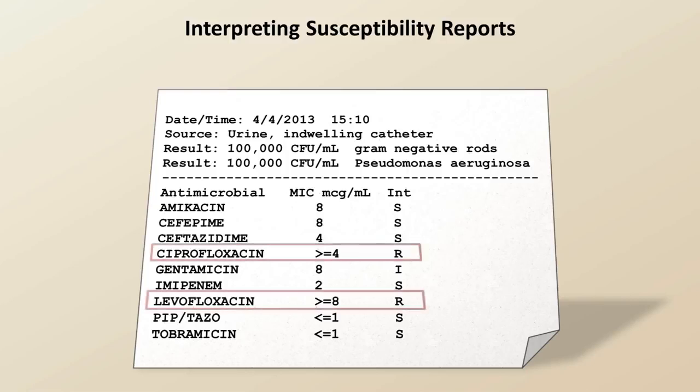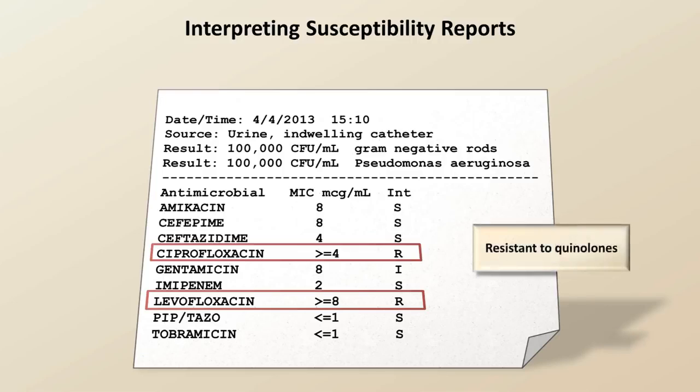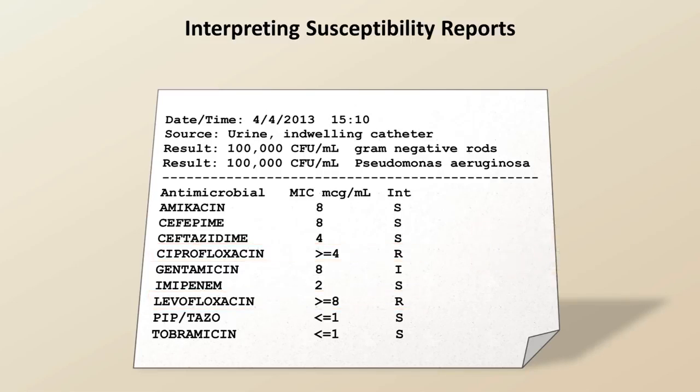First, the patient has MICs listed for Cipro and Levo that are greater than or equal to some number, which is then interpreted as resistant. So obviously the Pseudomonas is quinolone resistant. The reason for the greater than or equal sign is because the lab, or machine if using an automated system, realizes that there is no reason to identify the exact MIC once it's been established to fall into the resistant category. We see here that there is an I next to gentamicin.